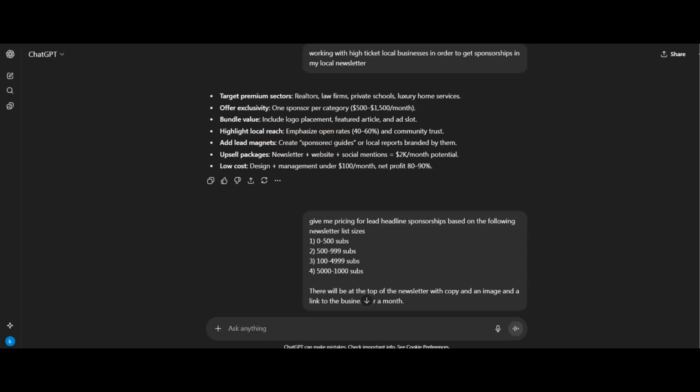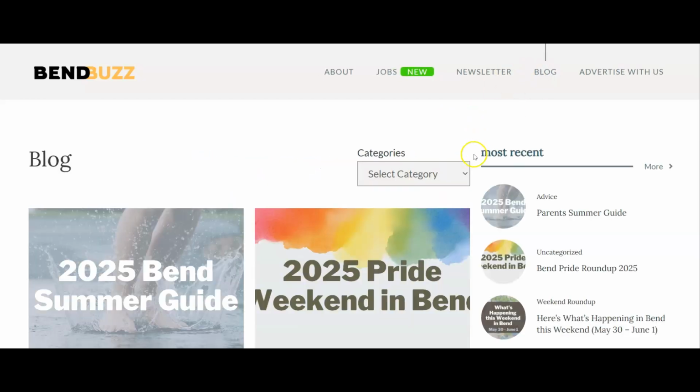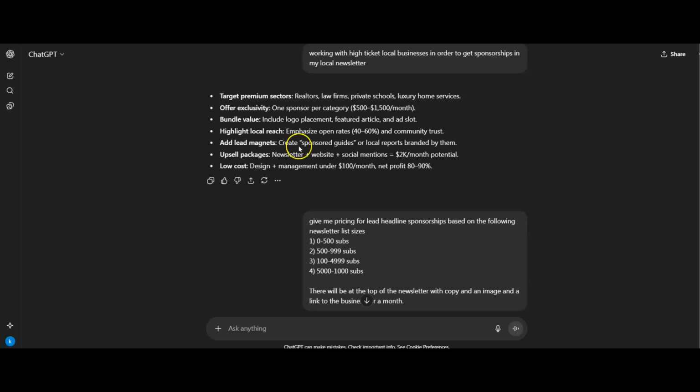You can also add lead magnets, for example local reports or some kind of offer like the 20% off we just mentioned, and you can upsell as well. If somebody is interested in promoting the newsletter, you can say, okay, that's $500, but you can also throw on the website or social media. Here is the website that goes alongside the newsletter. We could say, we've got a blog, let's put you in the blog as well. That's an ad. We've got the jobs board, the newsletter, and social media. So you're able to bundle those together and add on extra.